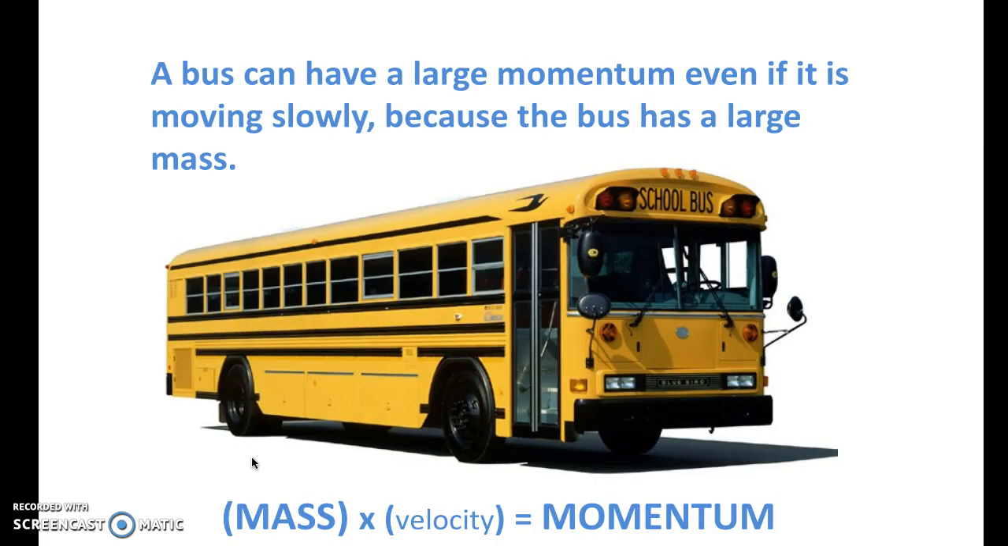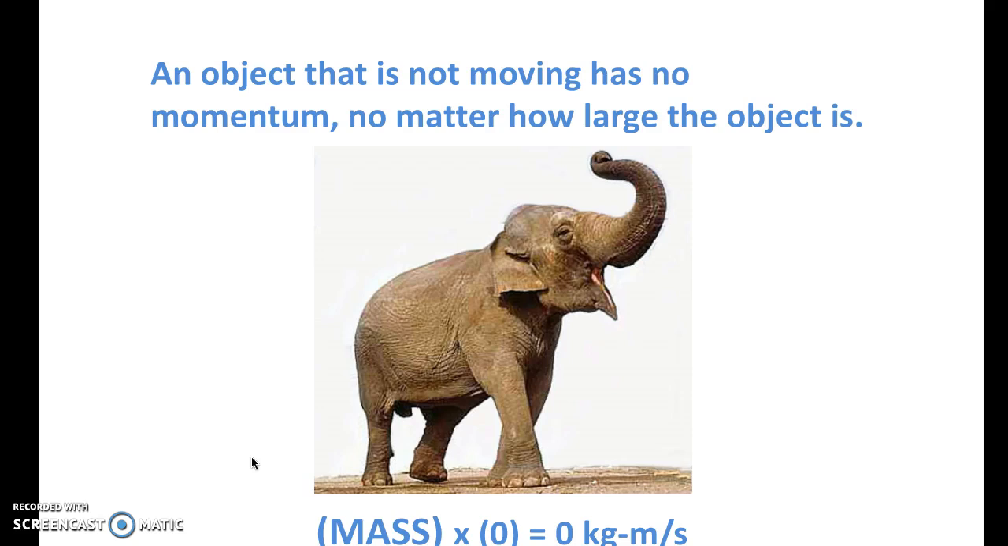So a bus might have a really large momentum, even if it's moving slowly, because of the large mass that it has. But in order for an object to have momentum, it needs to be moving. If something has zero velocity, it has no momentum. Also, it has to have mass in order to have momentum. If an object has no mass, then it has no momentum.